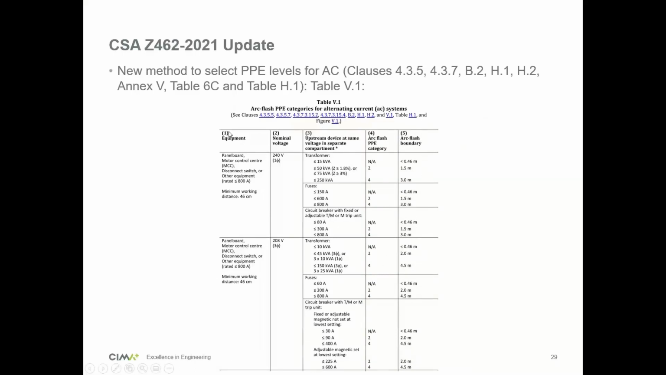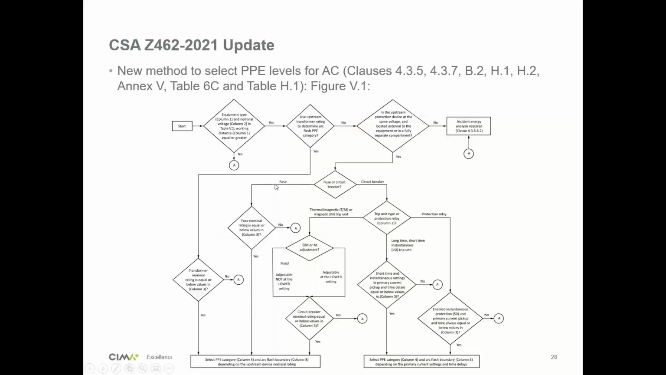arc flash boundary. So basically, columns 1, 2, and 3 are inputs. So basically, they're related to what equipment you want to find the category for. And then columns 4 and 5 are results you get from the table. So PPE category and arc flash boundary.